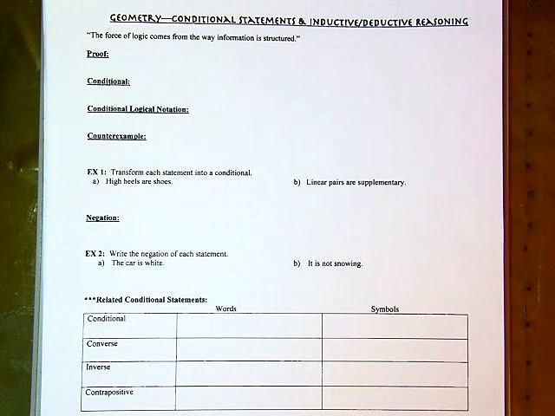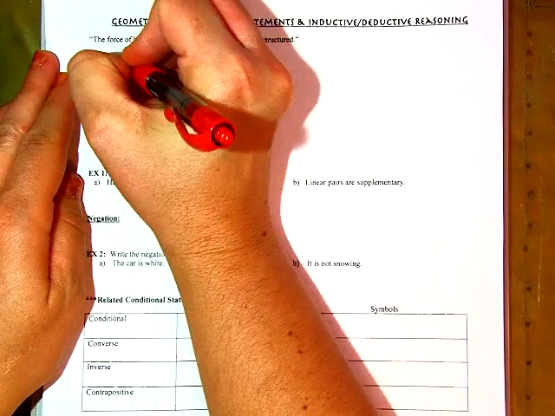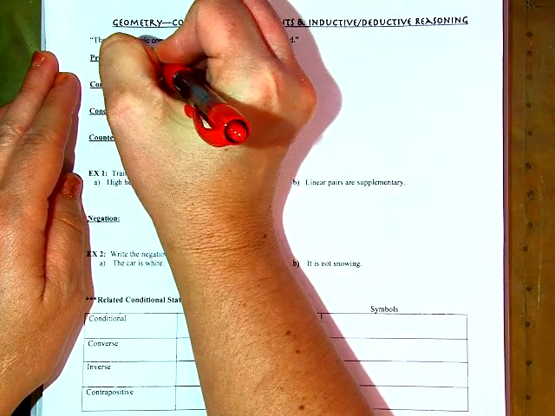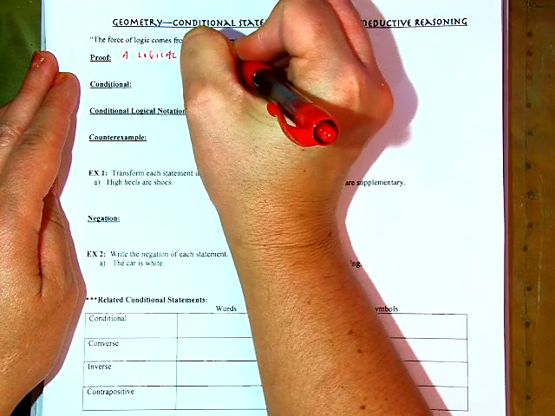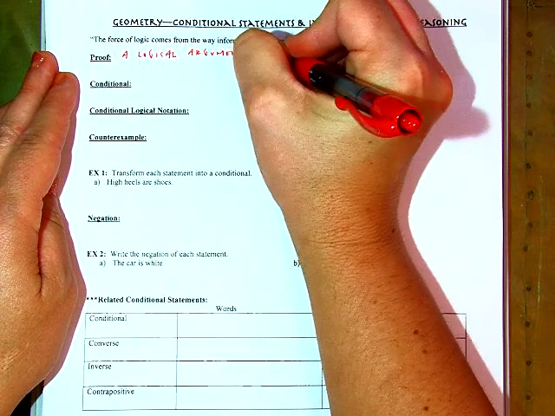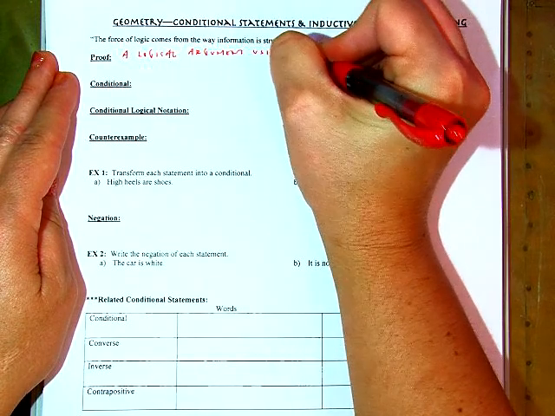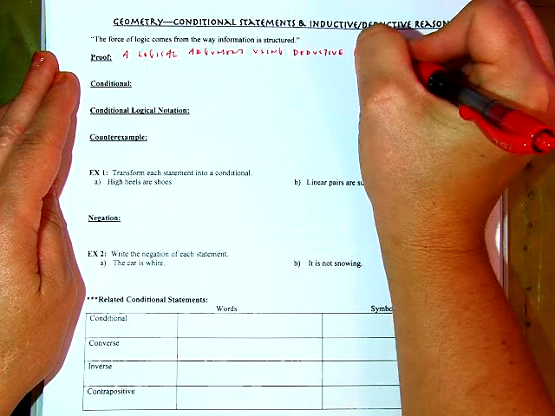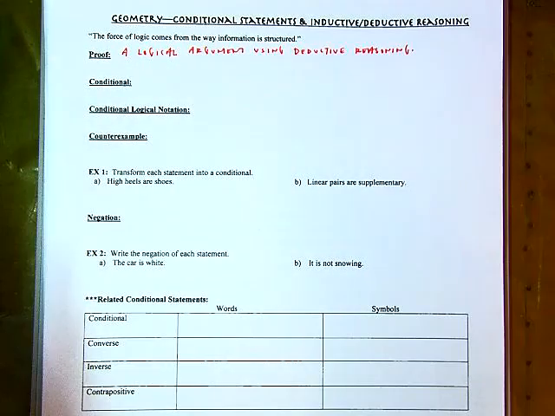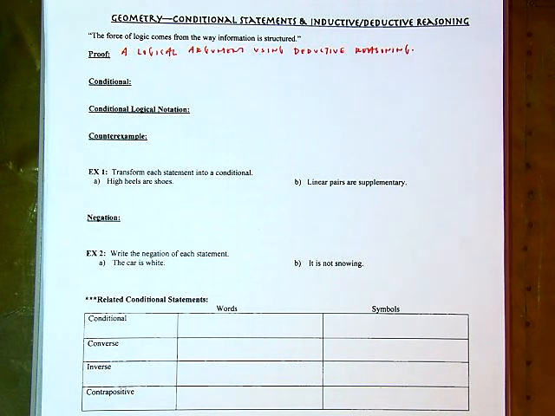First off, we're going to talk about this idea of what is a proof. So a proof is a logical argument using deductive reasoning. Okay, and I'm going to talk about deductive reasoning in just a moment. So first, I'm just going to formalize it as a logical argument using deductive reasoning. So the proofs that we're talking about in geometry, we're looking at these formal arguments that use deductive reasoning.